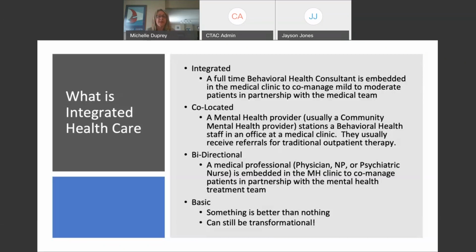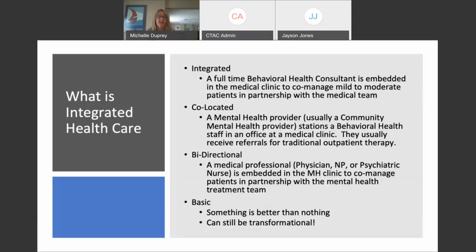They might even be inside the clinic walls, but they're there to do their normal therapist job, just within the clinic. So obviously that helps. That's a very important step in becoming integrated. Co-located, for some people, that's all they can do.